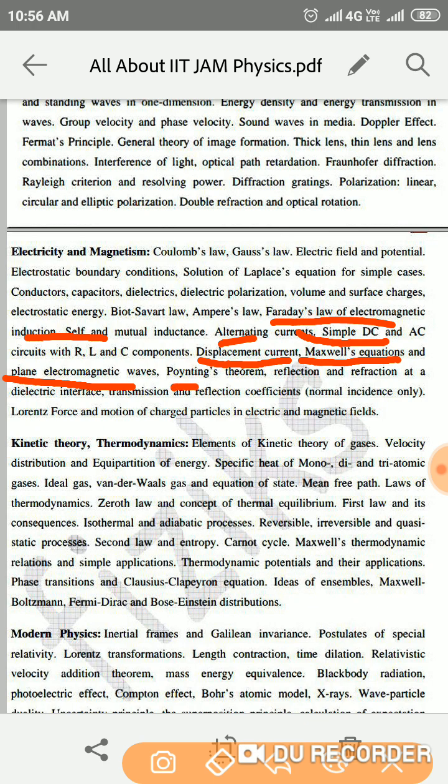Then Poynting theorem is also very important. And reflection and refraction at dielectric interface, and how to find the transmission and reflection coefficients. And that's only for normal incidence. You don't have to bother about the oblique incidence and all that. You just have to consider normal incidence. Okay, and at last you have to know about the Lorentz force. You would have already known about Lorentz force. And what is the motion of a charged particle in electric and magnetic field, that when a charged particle is put into an electric and magnetic field, what is the trajectory of the particle. You should also study these topics.